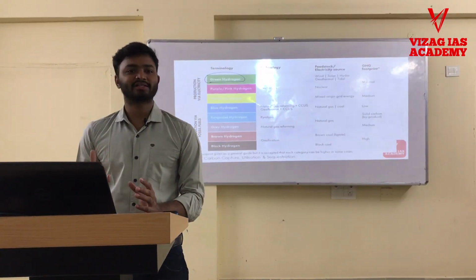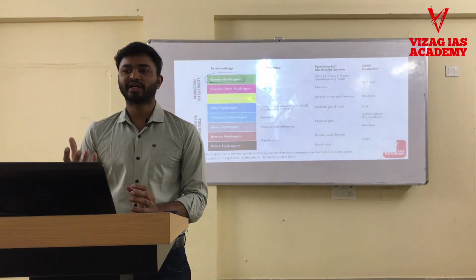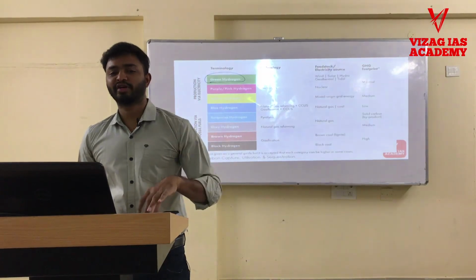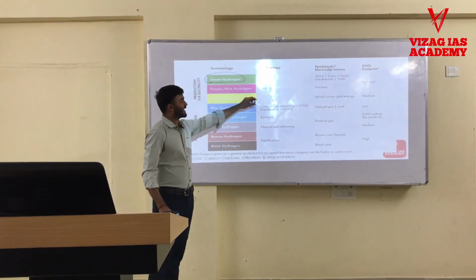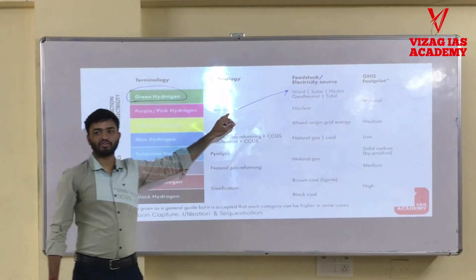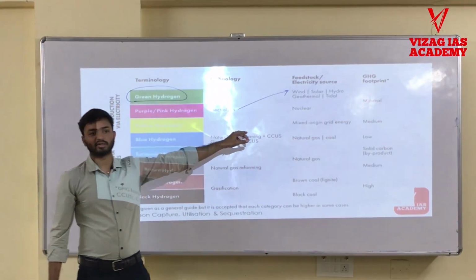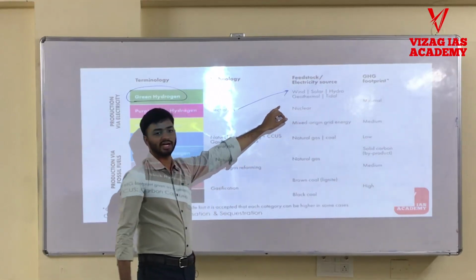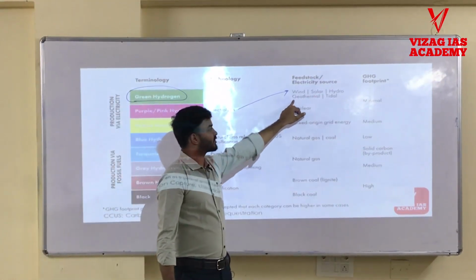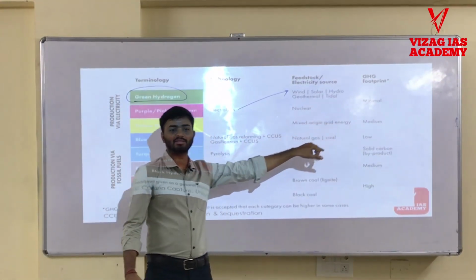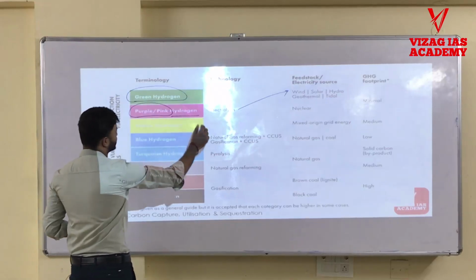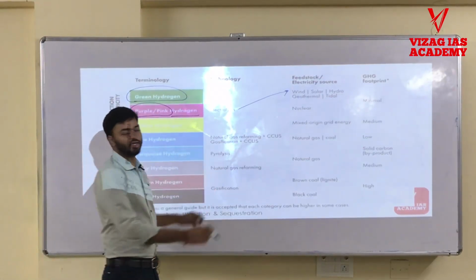This electrolysis requires power, and the source from which we are getting this energy for electrolysis makes this process different. For example, in green hydrogen, the electrolysis is happening through renewable energy, like wind, solar, hydro, geothermal, tidal, etc. Then we can call it green hydrogen. Since the energy is derived from renewable sources, the greenhouse gas emission is the least for green hydrogen. Whereas for purple or pink hydrogen, the electrolysis is powered by nuclear energy.